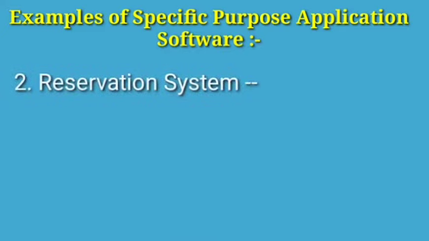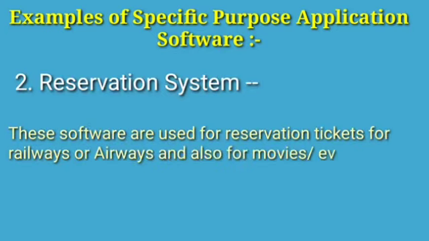The second example is the reservation system software, which is basically used for reserving tickets for railways or airways or movies or events. So this kind of software is specifically designed for reserving tickets. This cannot do any other kind of work. So this is also categorized under specific purpose application software.